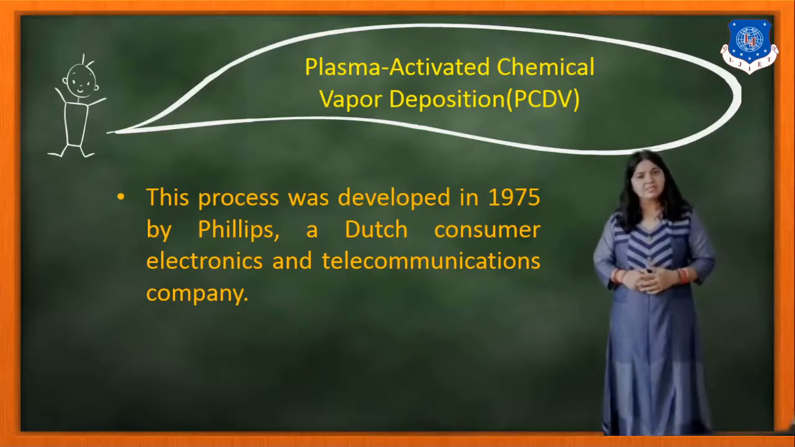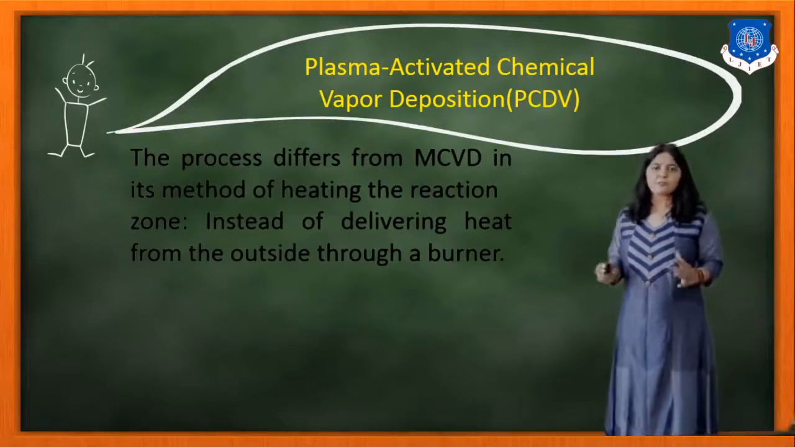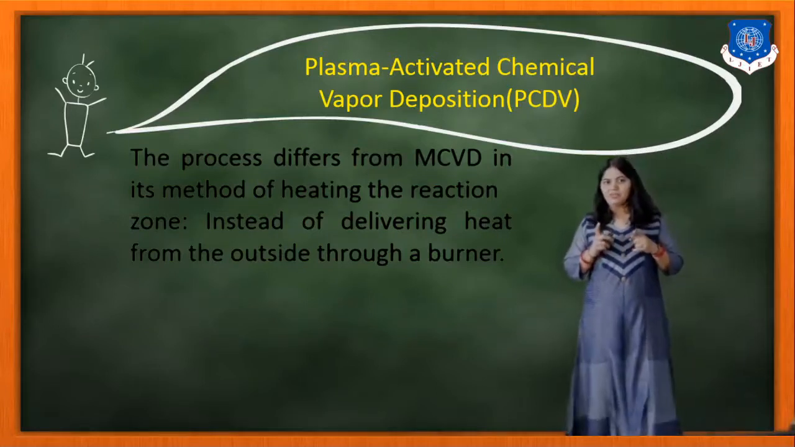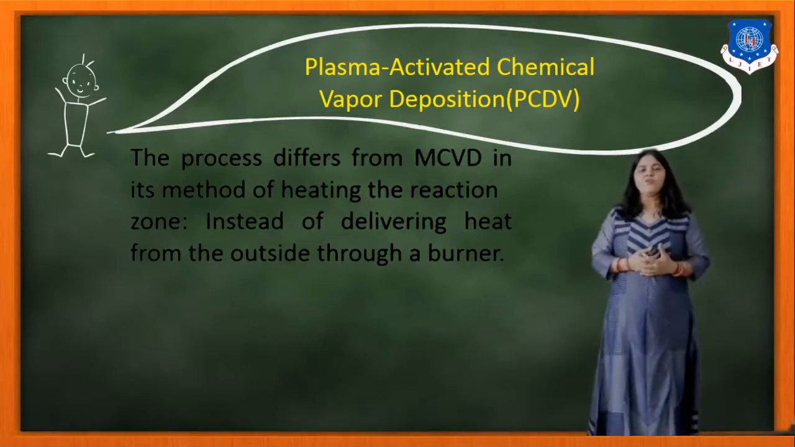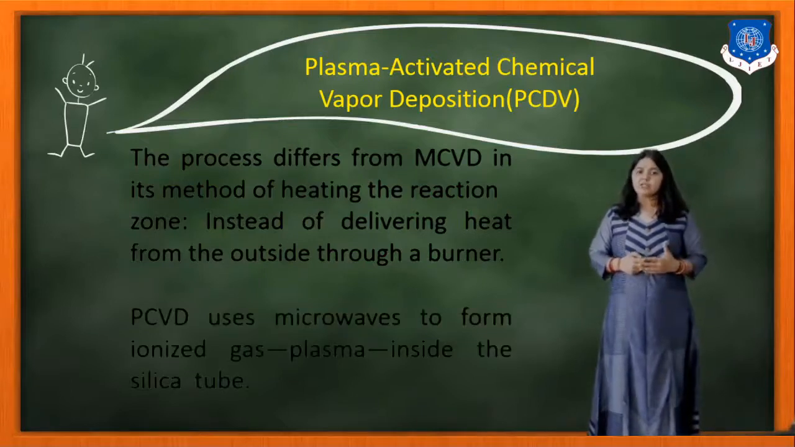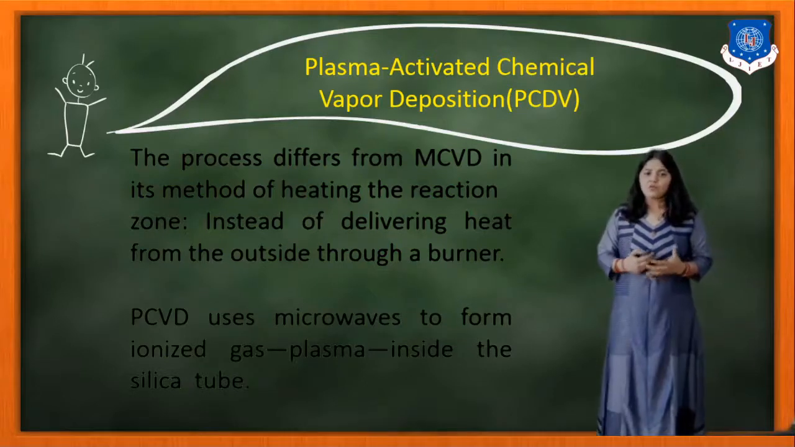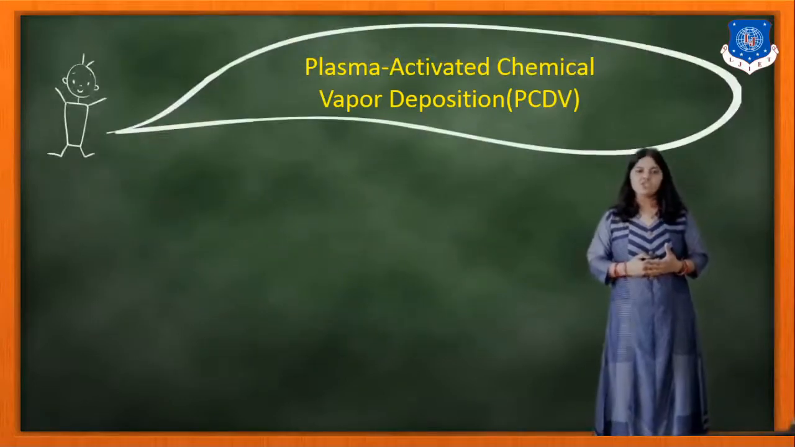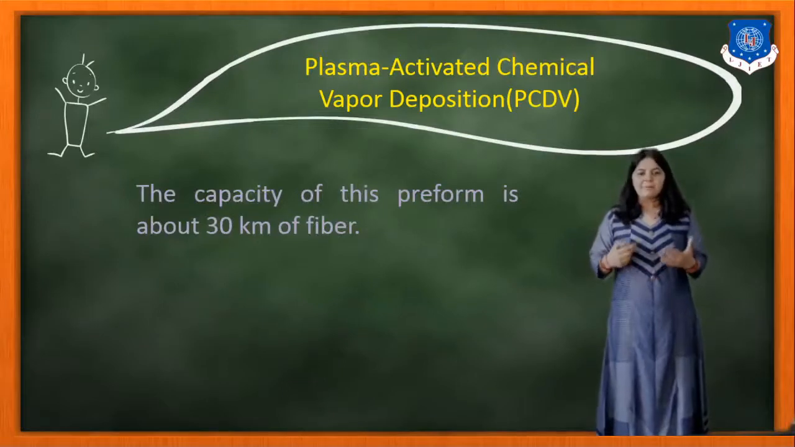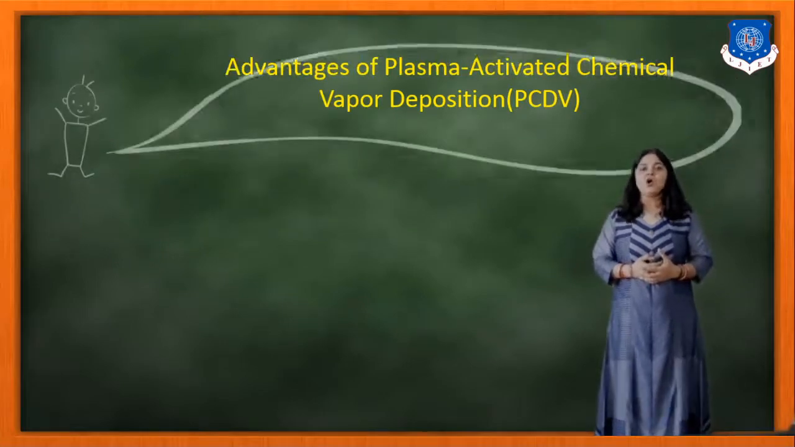This method was developed in the year 1975. This process is not the same as the MCVD, it differs from that method in the way of heating the reaction zone. Instead of delivering the heat from the outside through a burner, the PCVD uses microwaves to form the ionized glass plasma inside the silica tube. So this way the capacity of this preform is about 30 kilometers of fiber.